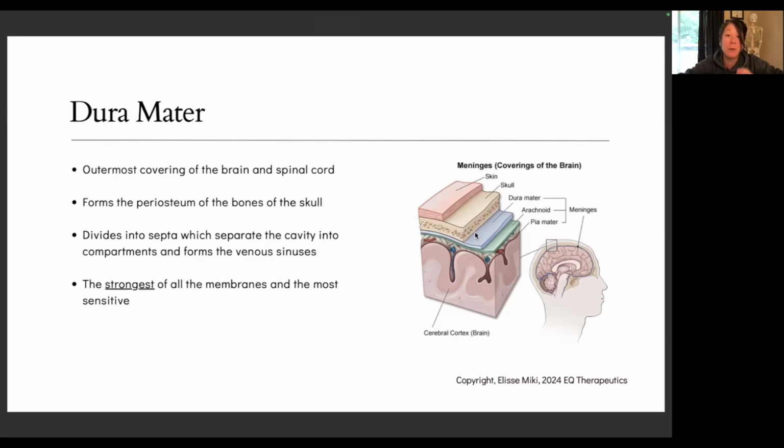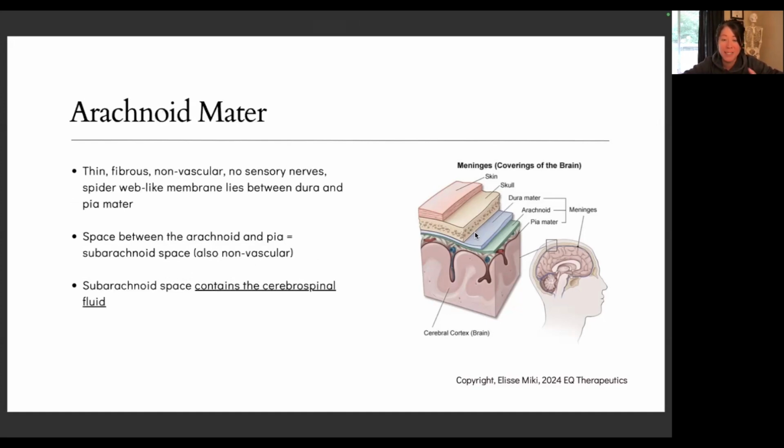The dura mater is also the strongest of all the membranes and the most sensitive. So this is really important. The dura mater is very inflexible. And this is great. We want that inflexibility because it's protecting our brain and spinal cord. So it has to be pretty inflexible because that's a pretty important structure to be guarding. In contrast, our arachnoid mater is a little less flexible. Or sorry, a little more flexible, excuse me.